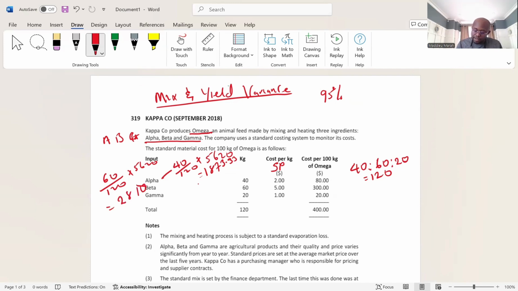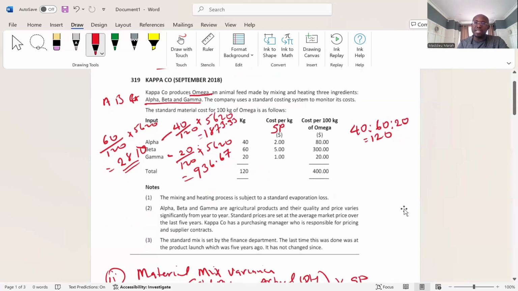2810. This is my standard quantity at actual mix for beta. And for gamma, gamma is 20 upon 120 at 5620. This will give me 936.67. So I have my figures already. So let me transfer my figures to my table.